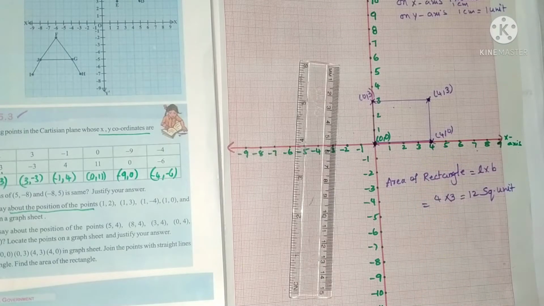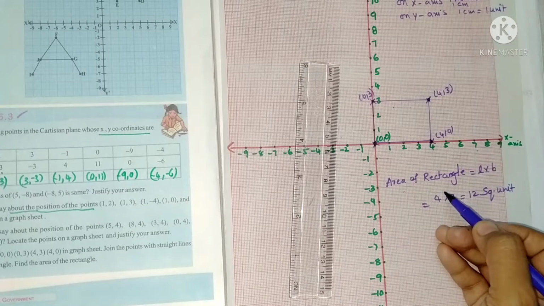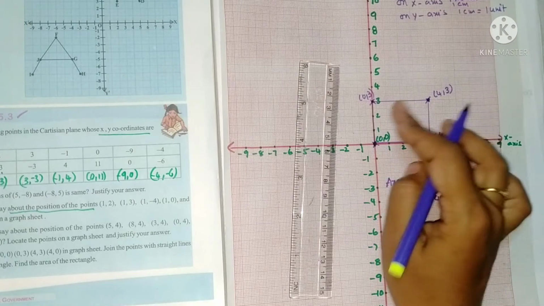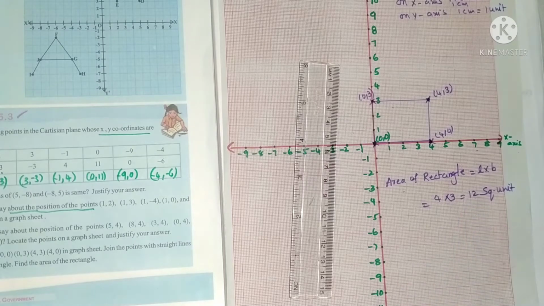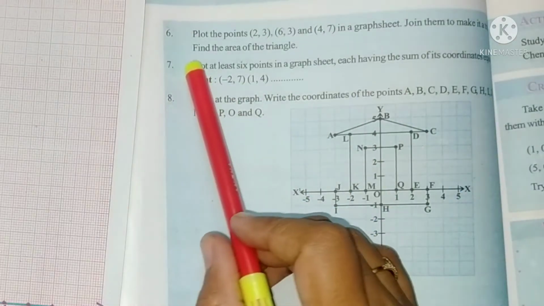Okay. The space occupied by an object is called area. So what is the space occupied here? 12 boxes. So 12 square units. This is the area.